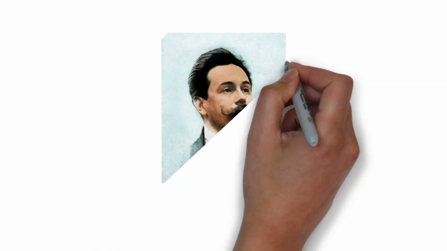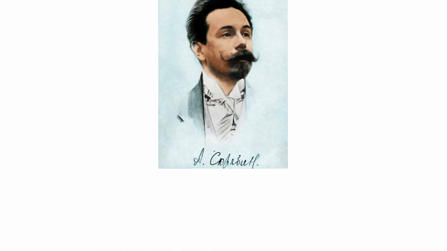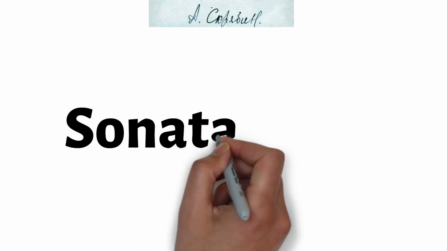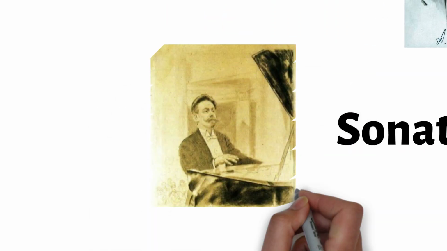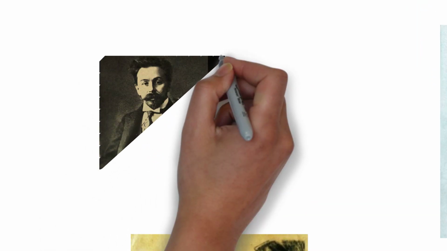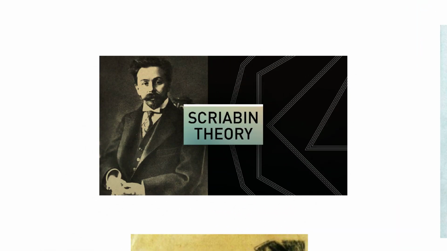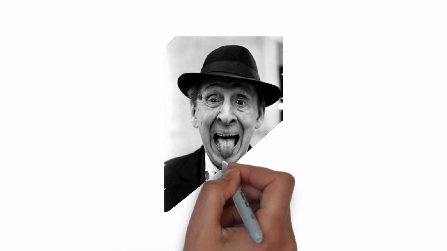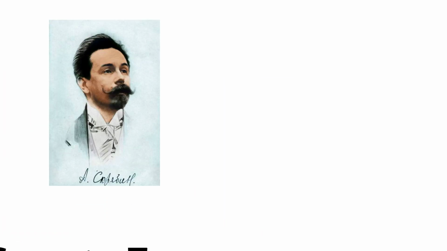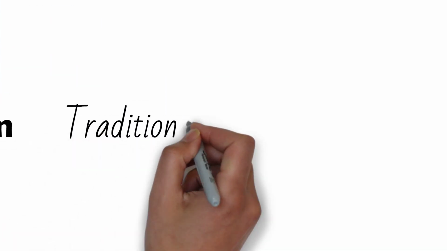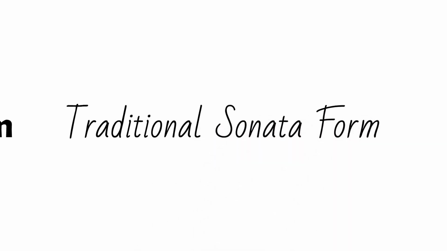Alexander Scriabin was an innovative late Romantic era composer who added his own personal touch to the traditional sonata form. He was very methodical in his thematic development, so I hope these Scriabin theory videos will help reveal some of the method to his madness. Before getting into Scriabin's sonata form, let's briefly go over traditional sonata form.